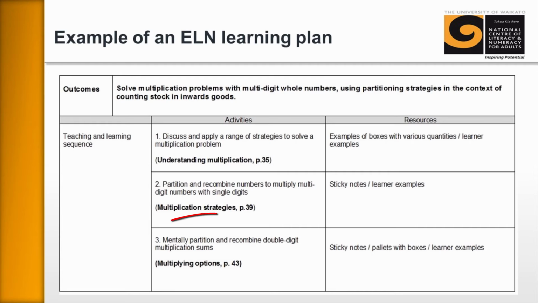Now, once we're sure that the learners have grasped and understood the learning points from activity 2, we move on to activity 3, where we want the learners to mentally partition and recombine double-digit multiplication sums. So this is a double digit times a double digit. And as you can see in the resources, we've got sticky notes, pallets with boxes, and learner examples.